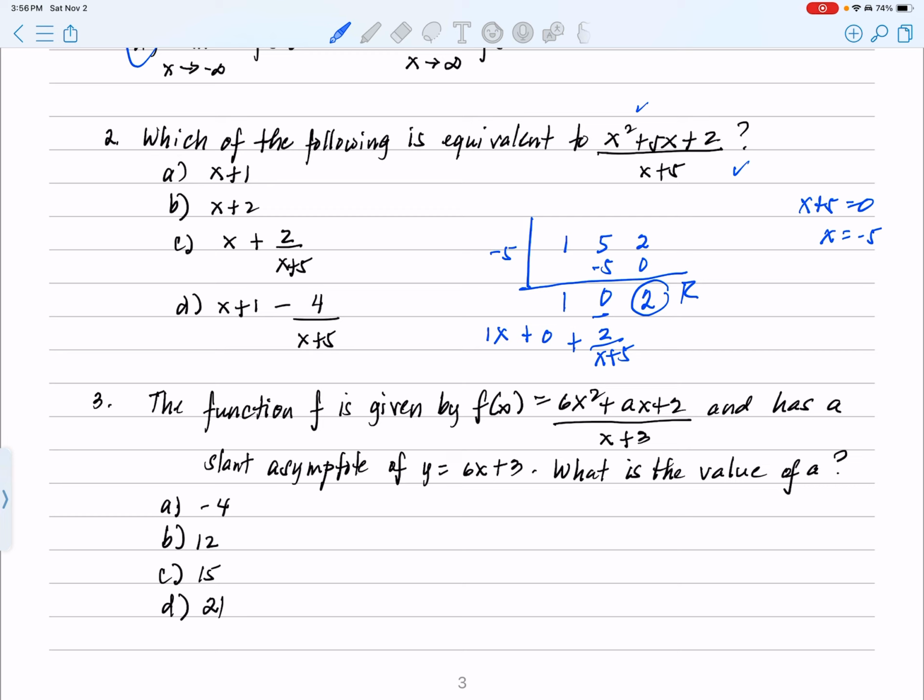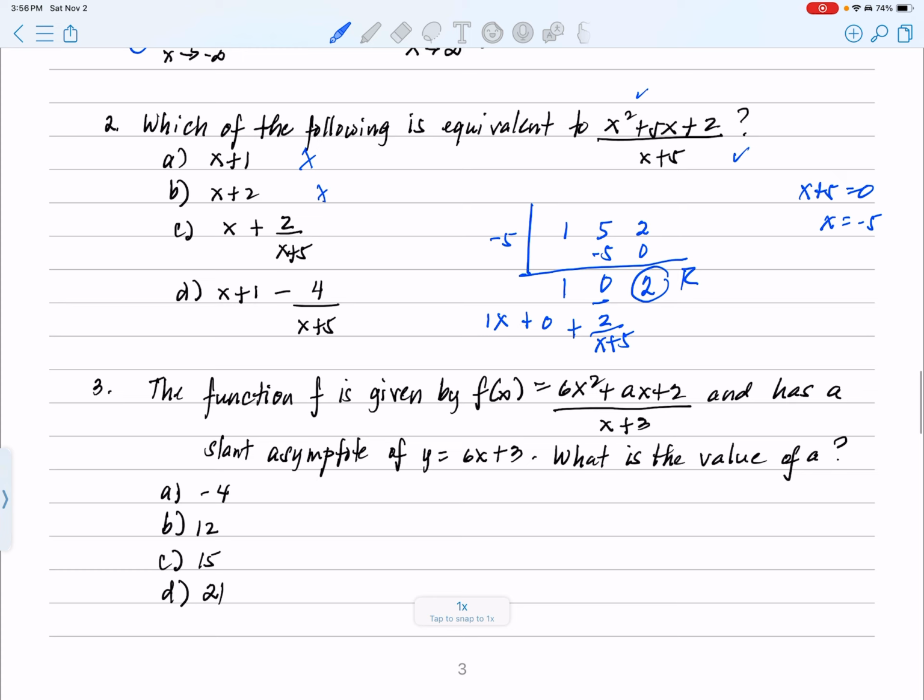So which one of these gives us x plus 1? No. x plus 2? No. x plus 2 over x plus 5, regardless of the 0. This is the one, because this is not the remainder for D. All right, you have the answer there.